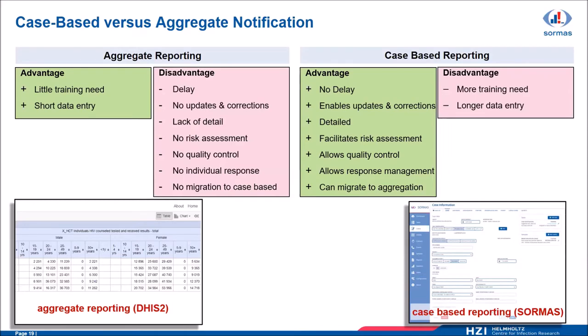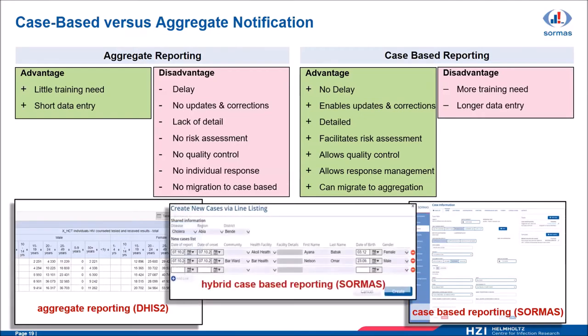DHIS is a wonderful system that's been used. They just recently started their Tracker for case-based reporting, which is good. But I just want to explain that for case-based reporting, there isn't any delay. You can look at updates and corrections and facilitate risk assessments, although you have more training needs that should be done along with data entry. But what SORMAS does is create a hybrid-based reporting, like a line listing, where it automatically moves from an individual-based, detailed case-based system and switches to aggregate, what we call the line listing functionality of SORMAS, which is a hybrid case.